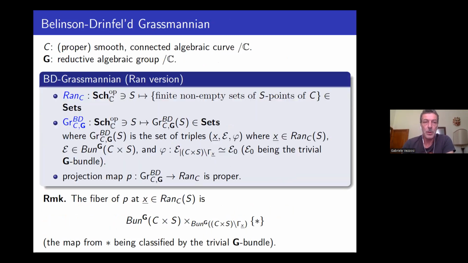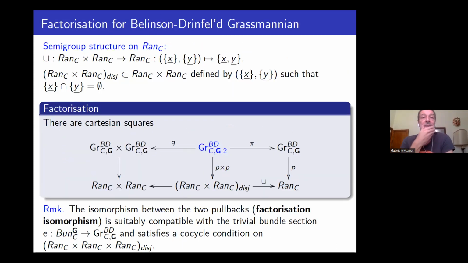Sorry, so you can take the union of points. So this gives a semigroup structure on Ran(C), which is non-unital, because remember we have supposed that the finite subsets of points are non-empty. So it's a semigroup structure. And we define the disjoint part of the product of Ran(C), which is just what is written there: pairs of points which are disjoint.